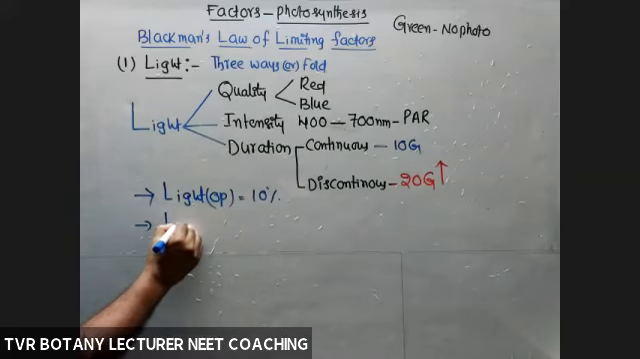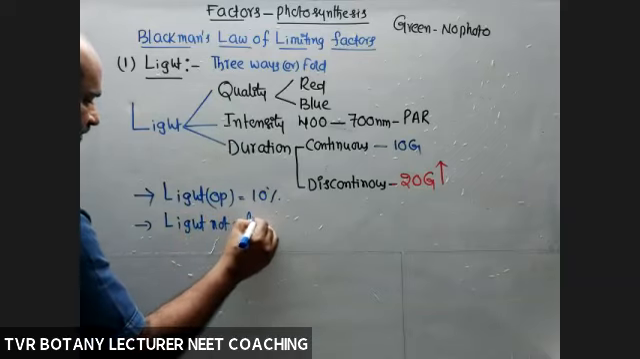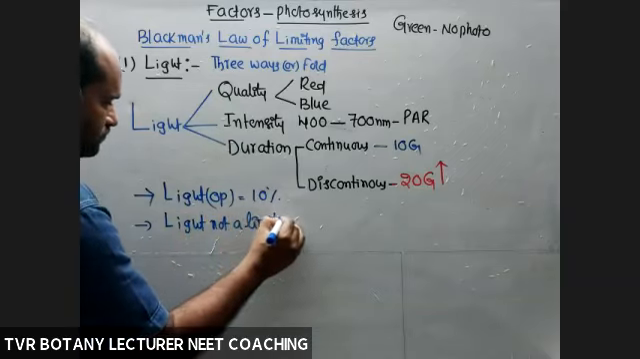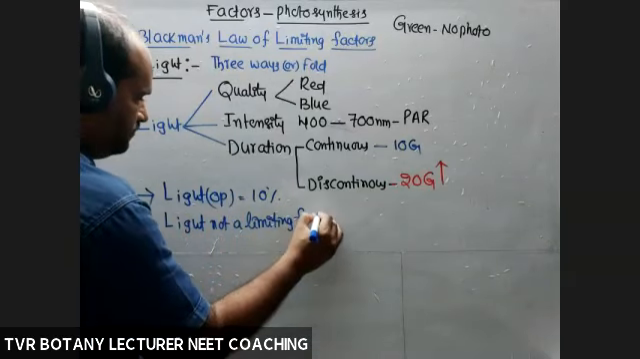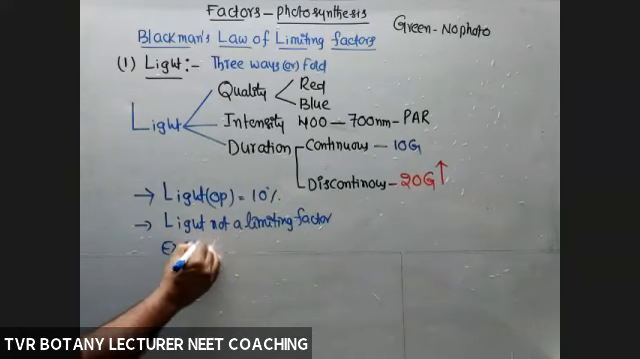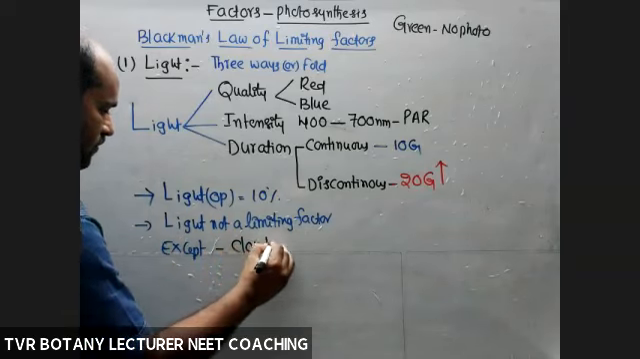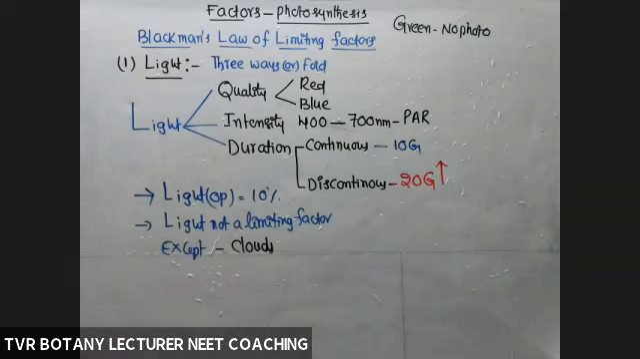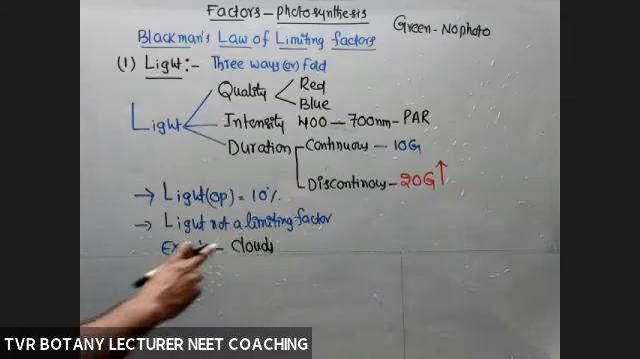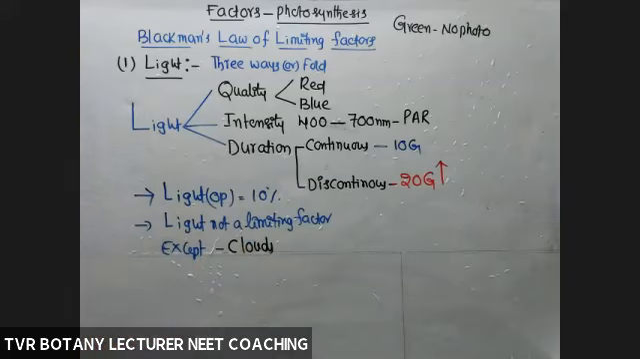Light is not a limiting factor in nature, except under a certain number of conditions. What are they? Cloudy conditions: when clouds are present, definitely light is the limiting factor. Rainy season, full of thick clouds, gives a lower rate of photosynthesis.